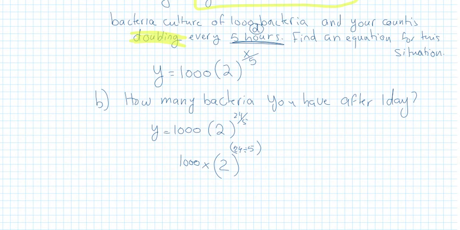So you can do 1,000, bracket, 2, close bracket, power, and then 24. Okay, so you should have about 27,875.